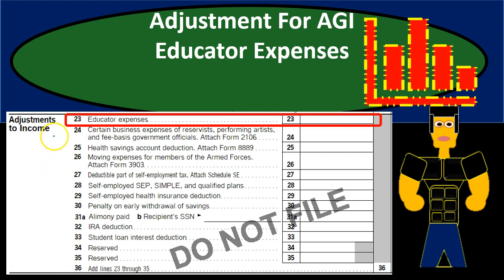Here is a snapshot of a piece of Schedule 1, the adjustments to income area, where we have line 23, the educator expenses.